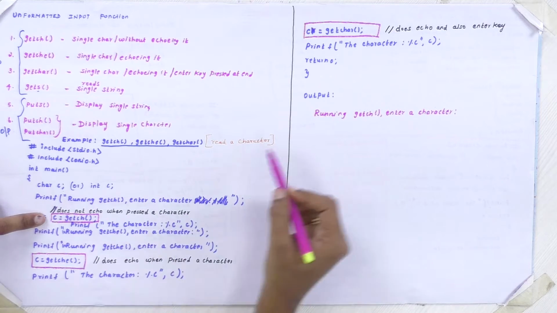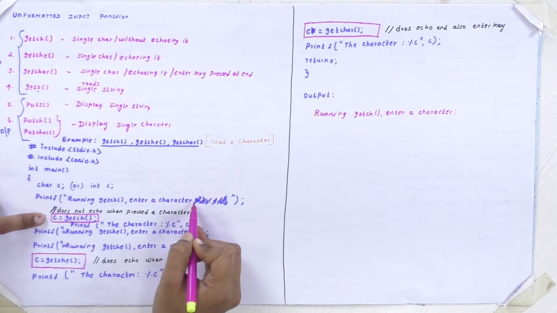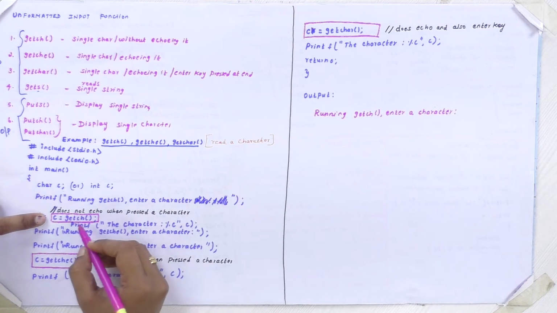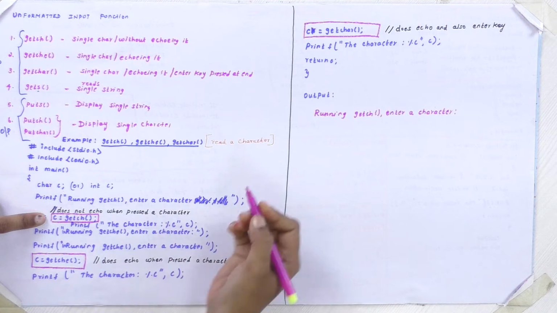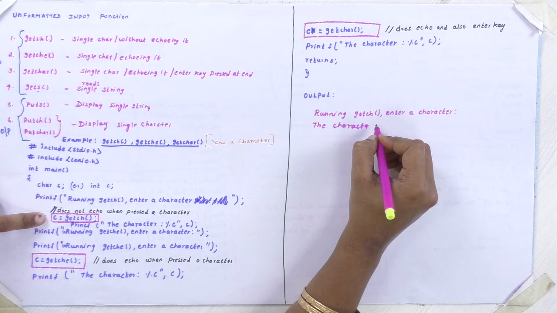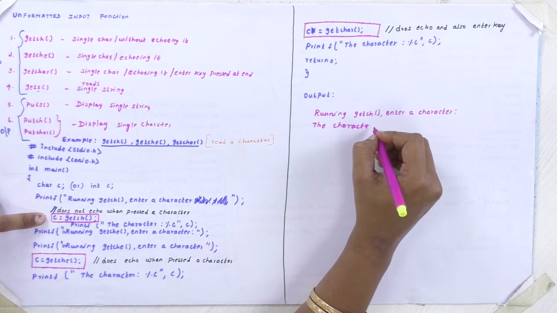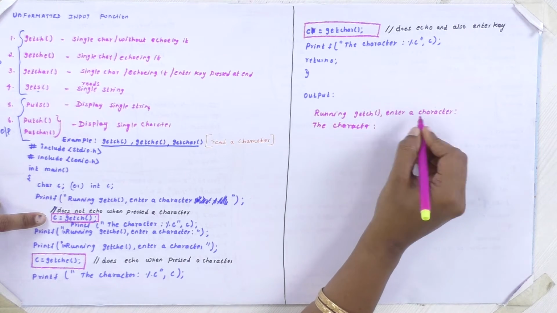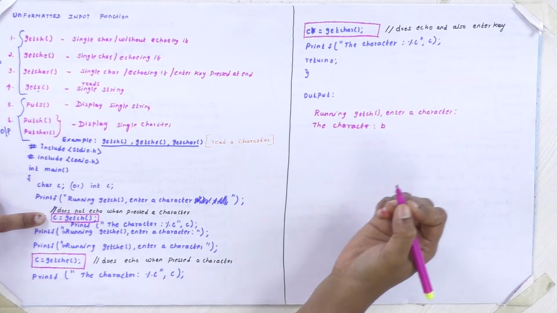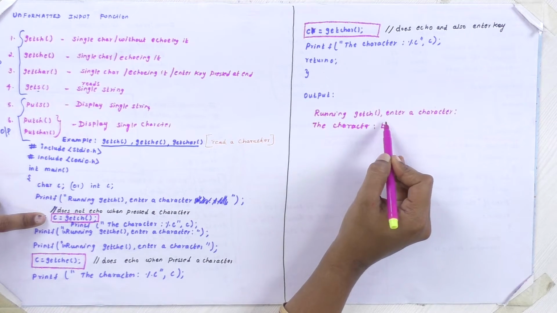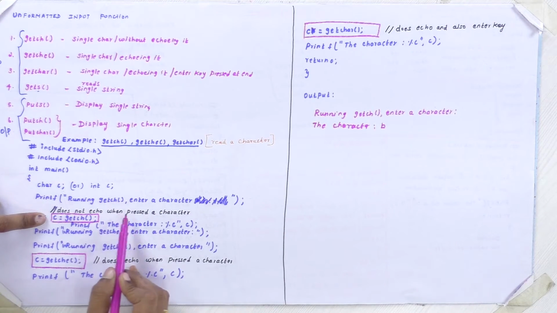It will print running getch, enter a character. So it will ask for a character. When you enter a character, it does not display. Then the next statement prints the character you gave. For example, if I gave the character B, it displays B. So not echoing means when you type a character, it does not display on the output screen, but when you print this character, it will display.